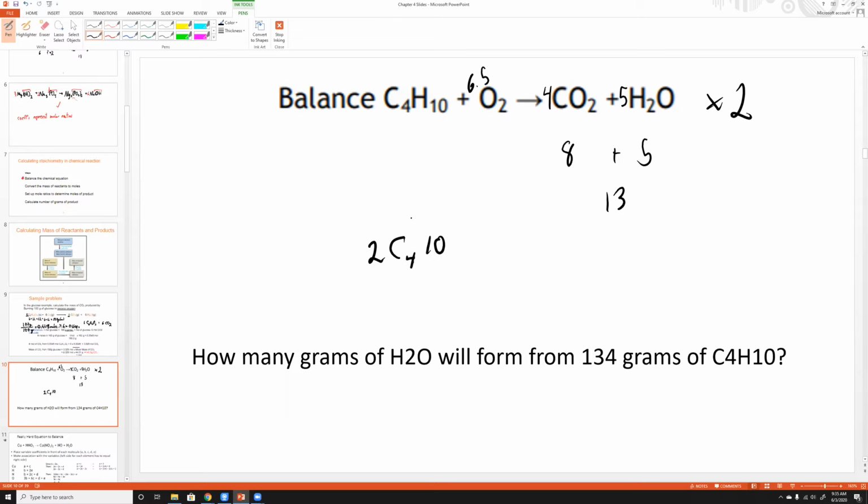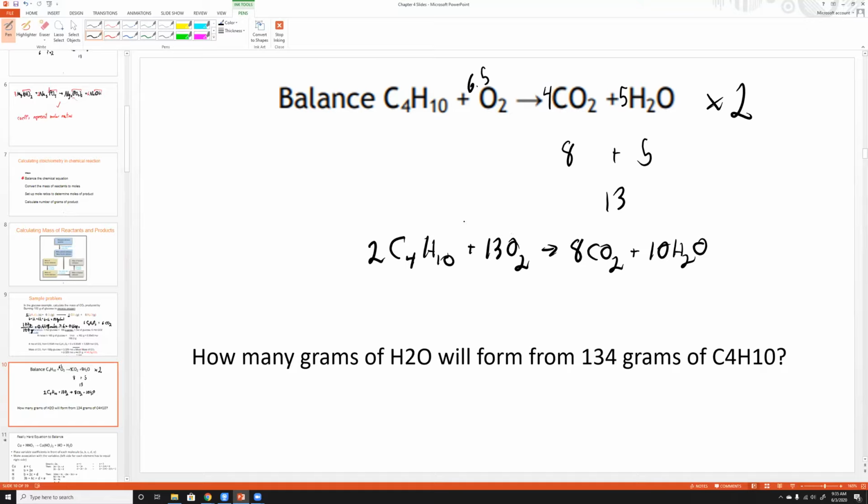Nope, that's not what you get. You get 2 C4H10 plus 13 O2 yields 8 CO2 plus 10 H2O. Oh, damn, there's a button on my pen. I still don't know what it's used for. It just messes me up.